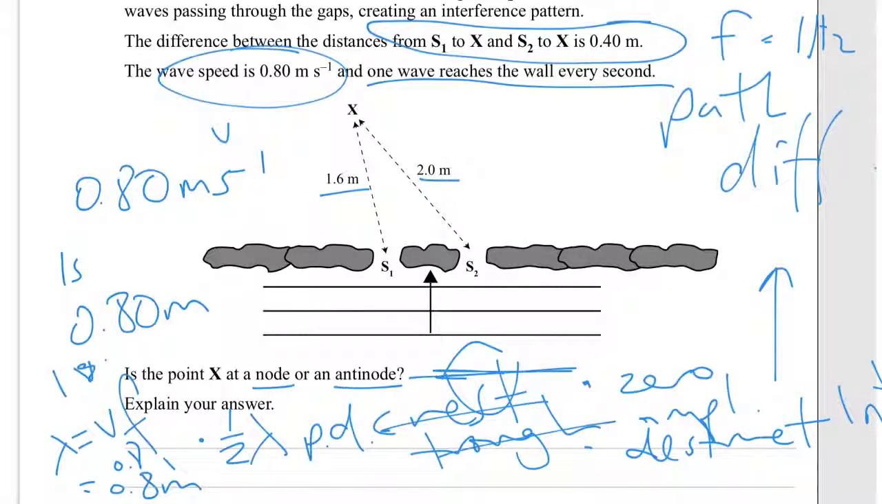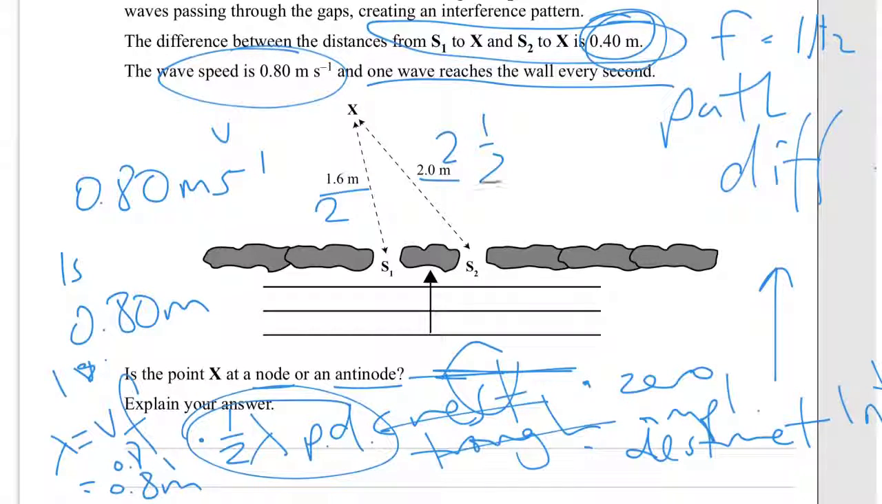We could have got it wrong if we didn't read the question and think about it carefully. So 0.8 metres for a full wavelength. Is that half a wavelength path difference? Well, 0.40 is half a wavelength path difference. If we were to look at this really carefully, we would see there are 2 wavelengths in the 1.6 metres, and there's 2.5 wavelengths in the 2.0 metres.